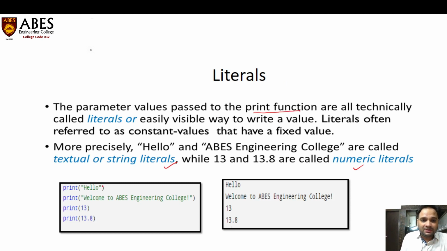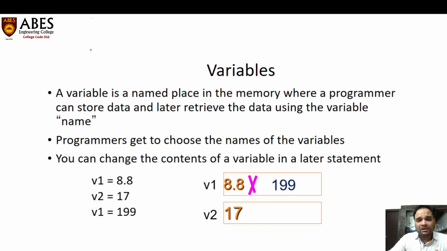In this example, we pass hello, which is a string, so these are called string literals. And when we pass a number like 13 or 13.8, these are integer values and float values, so technically these are called numeric literals. So there are string literals, numeric literals, booleans, and so on. Different types of literals are found in Python programming.